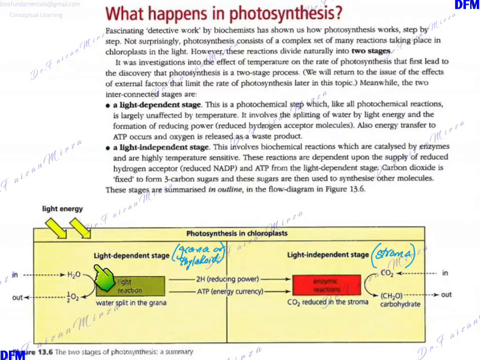So light energy falls on the thylakoid membrane. We have the reaction center there, we have the photosystem there. So what happens in the light-dependent reaction, which occurs on grana or the thylakoid membrane? Water gets split. When water gets split, oxygen is produced and oxygen is released in photosynthesis.